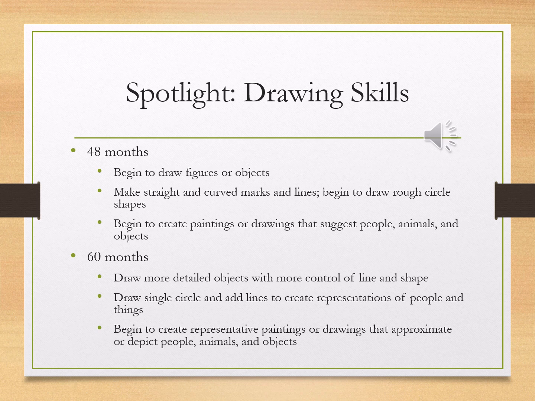So we should see detailed objects, so not just drawing figures and objects, but using more detail in those pictures, using circles and adding lines to them to create people and animals and other kinds of things, and then being able to do paintings and drawings that not just suggest, but that are pretty good representations of the people and animals and objects that children are trying to create.